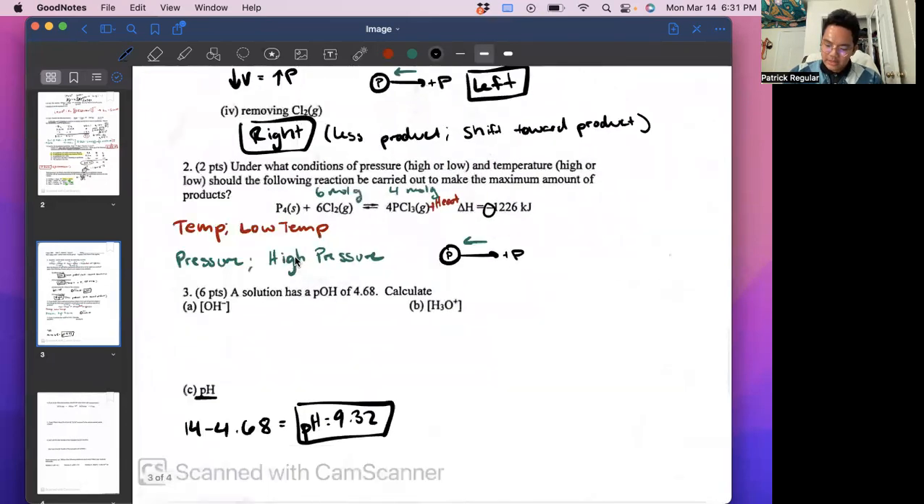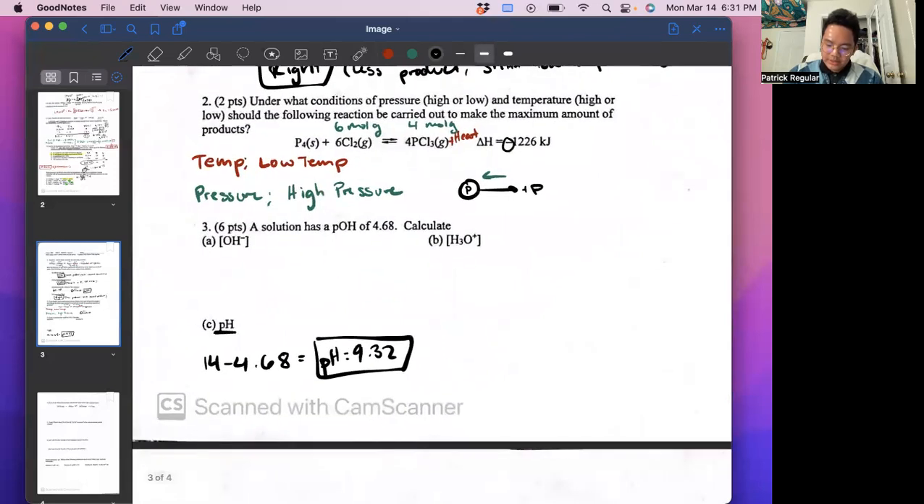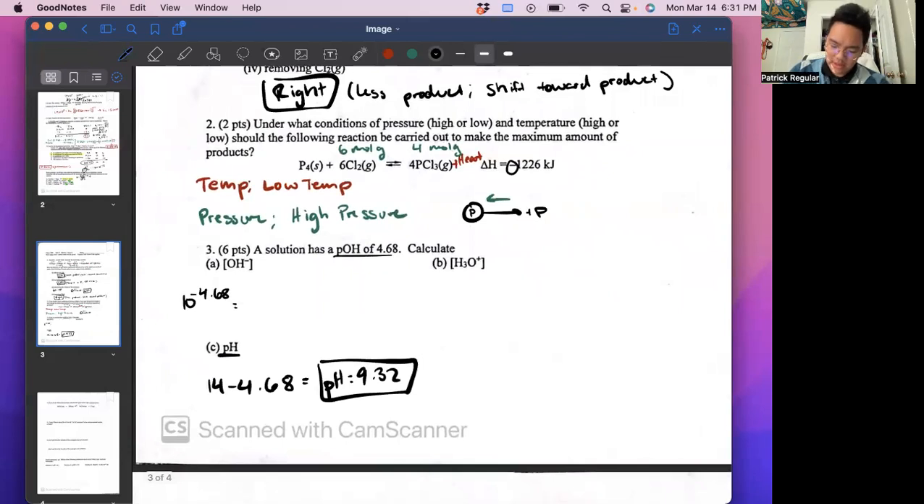Now going back up to the top, so part A and part B. For solving the concentration of OH, well, that's directly correlated with our pOH. So we just do 10 to the negative 4.68. That gives us our concentration of OH, not H3O+, not the hydronium ions. So if we just do that, the numbers that are there, 2.1 times 10 to the negative 5 molarity.